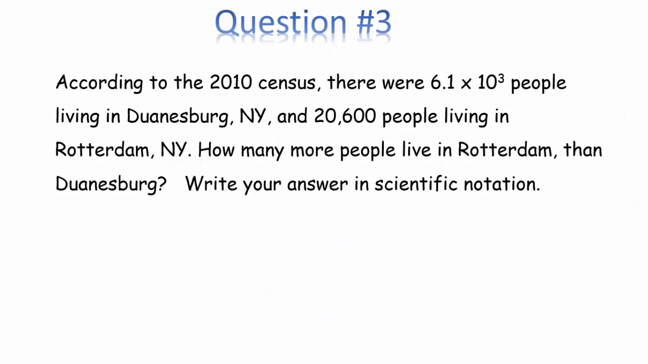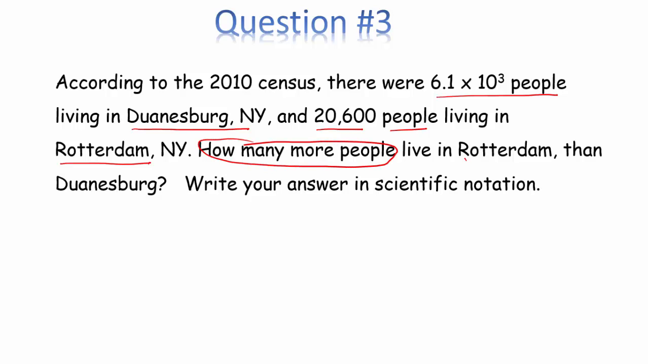Question 3. According to a 2010 census, there were 6.1 times 10 to the third people living in Duanesburg, New York, and 20,600 people living in Rotterdam, New York. How many more people live in Rotterdam than Duanesburg? Write your answer in scientific notation.